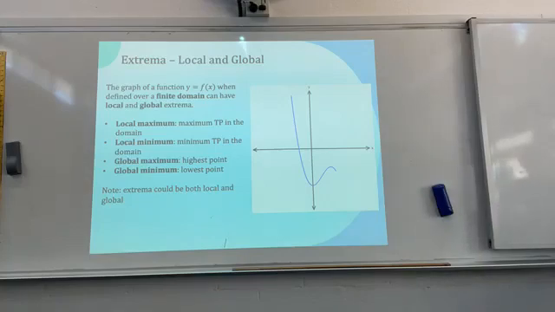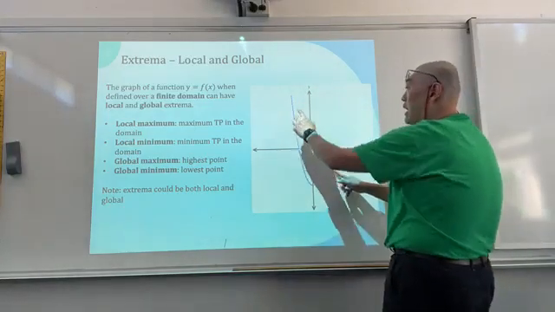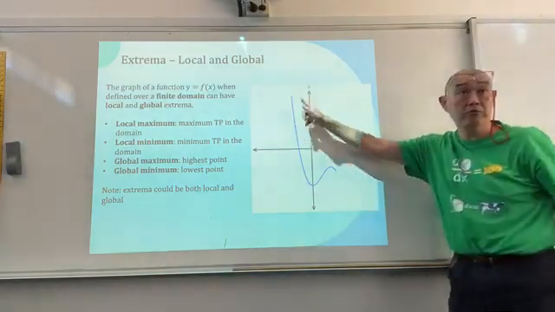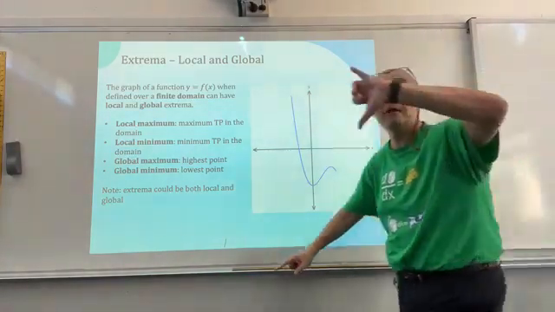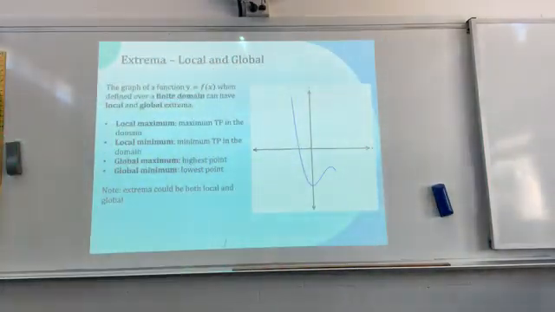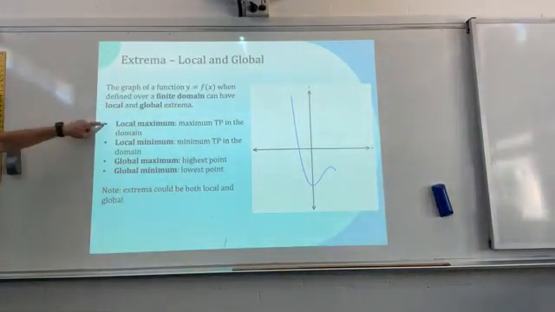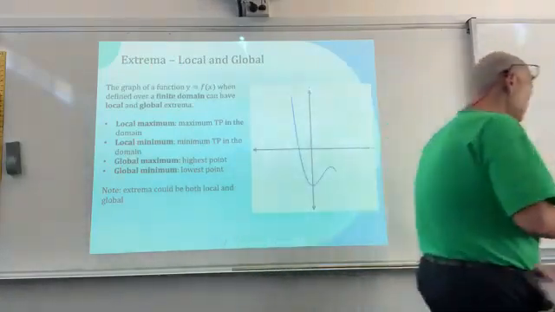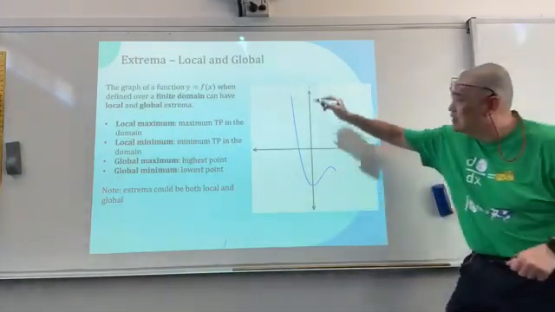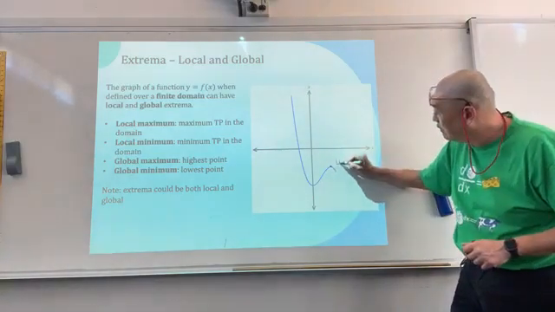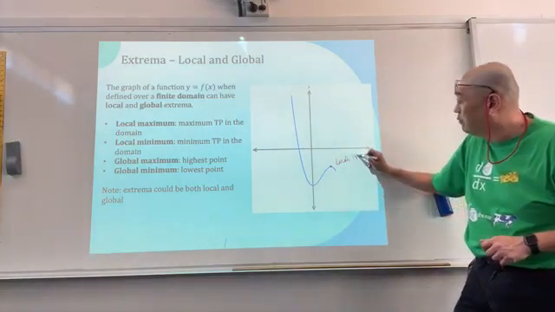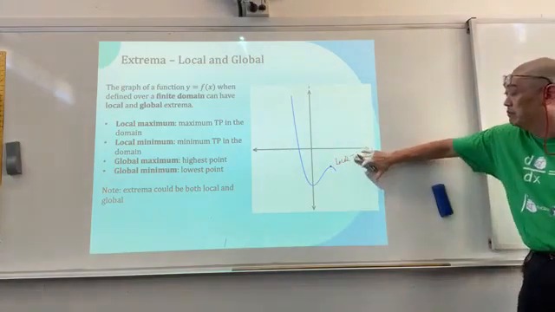Now, think about the graph that I've given you there. I've defined it as a finite domain, from here to here. I did not have any arrow. That's definitely a finite domain, not going to infinity. Sub it into the double derivative for the local maximum, and you get negative. Looking at this point, this is your local maximum, the turning point.